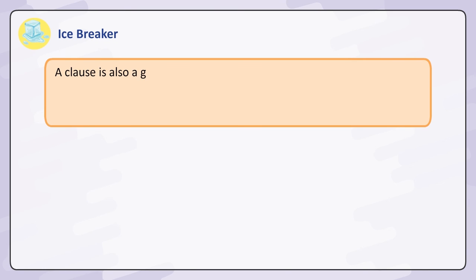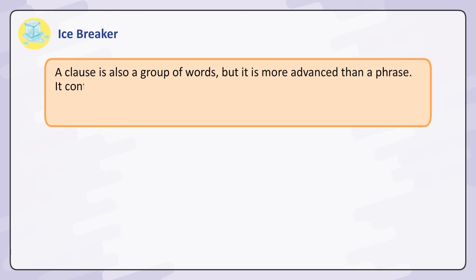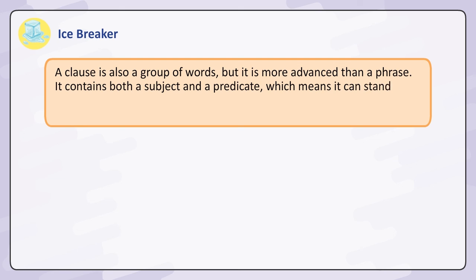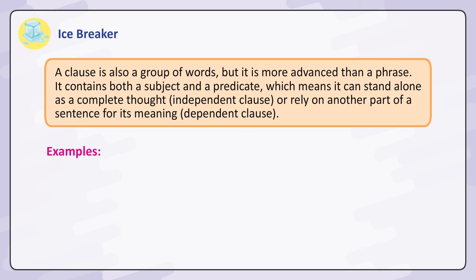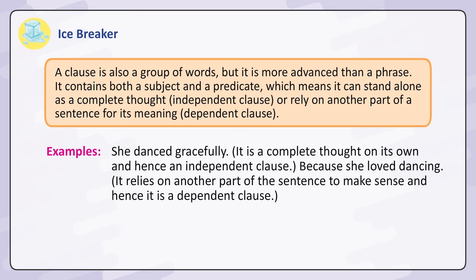A clause is also a group of words, but it is more advanced than a phrase. It contains both a subject and a predicate, which means it can stand alone as a complete thought, independent clause, or rely on another part of a sentence for its meaning, dependent clause. Examples: she danced gracefully. It is a complete thought on its own and hence an independent clause. Because she loved dancing. It relies on another part of the sentence to make sense and hence it is a dependent clause.